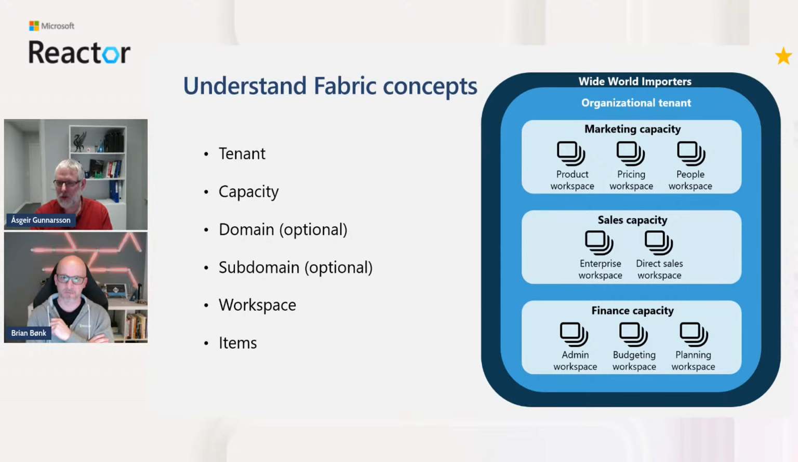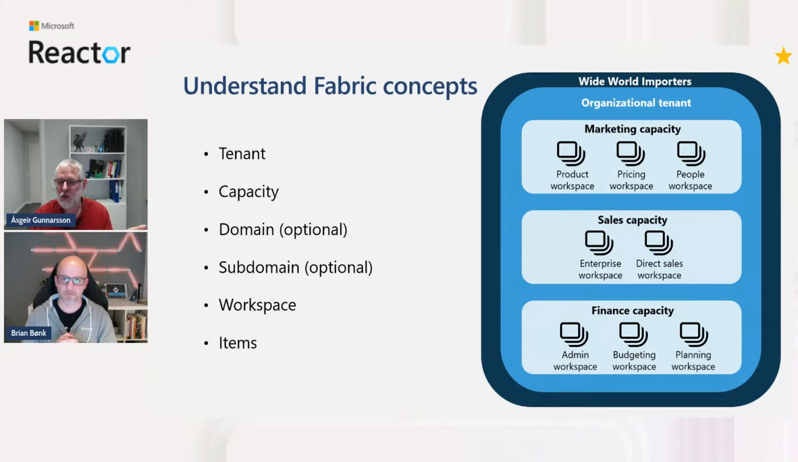A domain can also have one or more subdomains. And if you need more granular ways to split things up, you can then use subdomains for that. And then you have the main part, which is a workspace, and a workspace will always belong to a capacity in a Fabric environment. A workspace doesn't have to belong to one in Power BI, but in Fabric it does have to belong to a capacity. And that workspace can also be a part of one subdomain or one domain. So never more than one. You cannot have one workspace in more than one domain, and you cannot have a workspace belonging to more than one capacity. It will always be one-to-one.